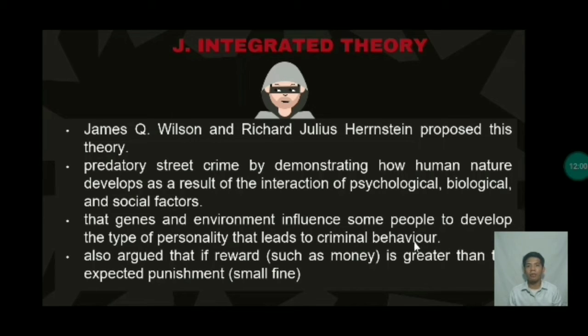James Q. Wilson and Richard Herrnstein proposed this theory, explaining predatory street crime by demonstrating how human nature developed as a result of the interaction of psychological, biological, and social factors. Genes and environment influence some people to develop the type of personality that leads to criminal behavior. Genes and environment are factors that shape a person to become a criminal. If a person was exposed to criminals and to the committing of crime, then it will be a factor that pushes him to commit a crime. So that's the integrated theory.